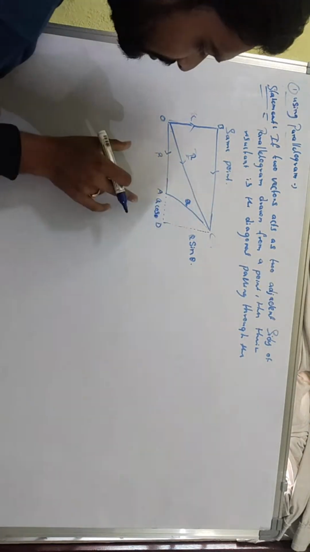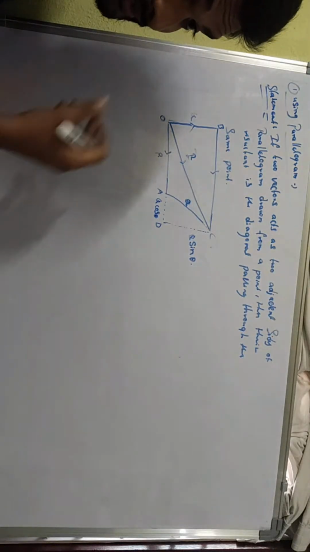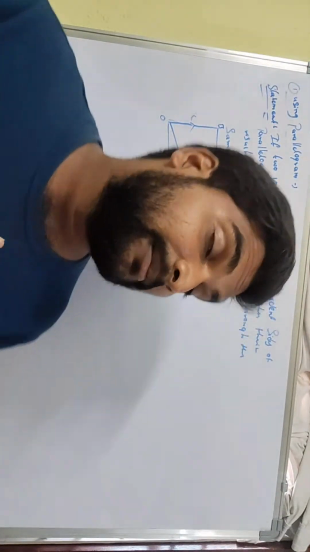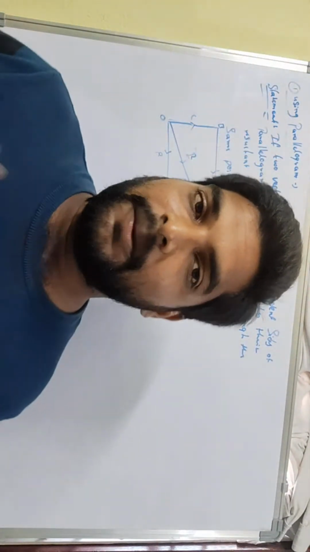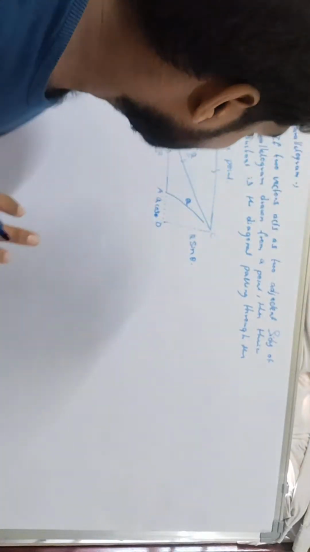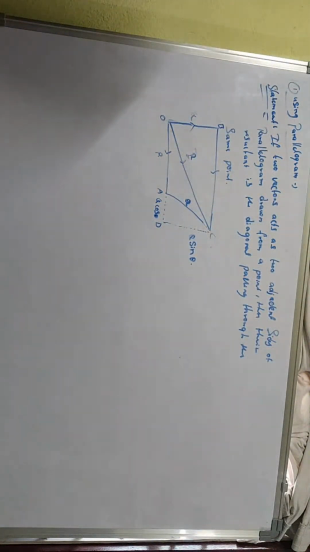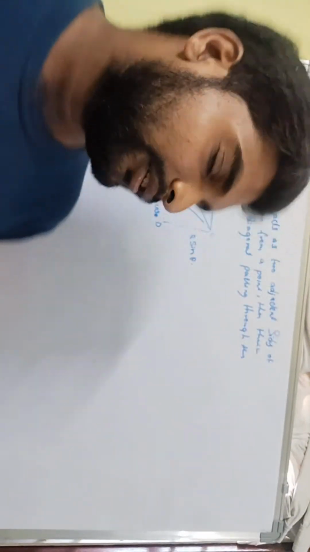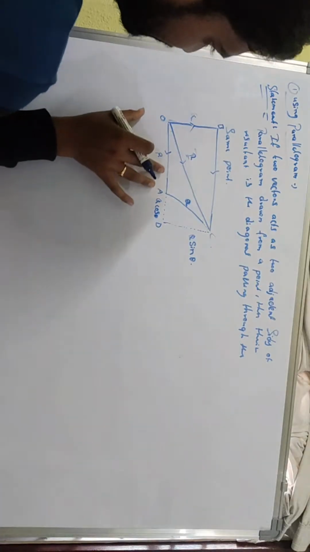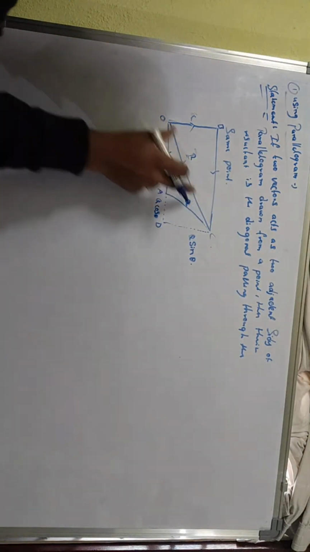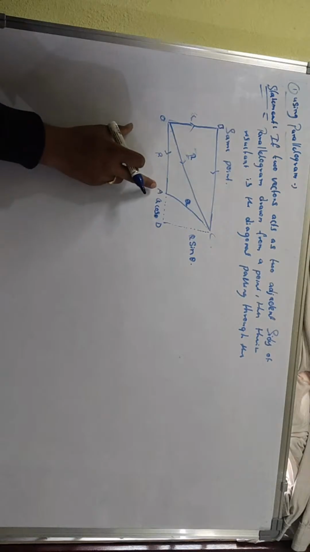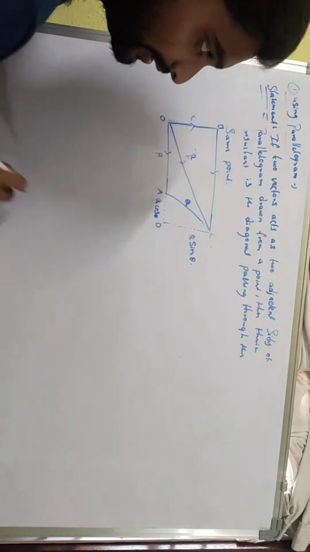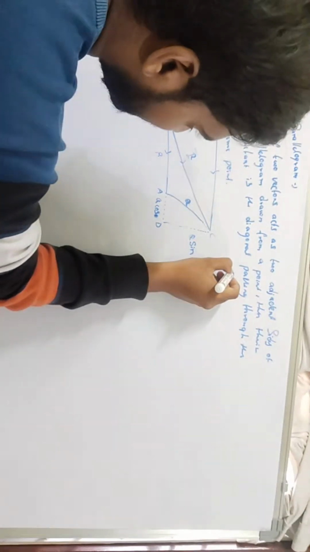Before going to that, we are going to discuss parallelogram, finding the magnitude and direction of the resultant vector of a parallelogram. Clearly this is a right angle triangle. So what are the properties of a right angle triangle?